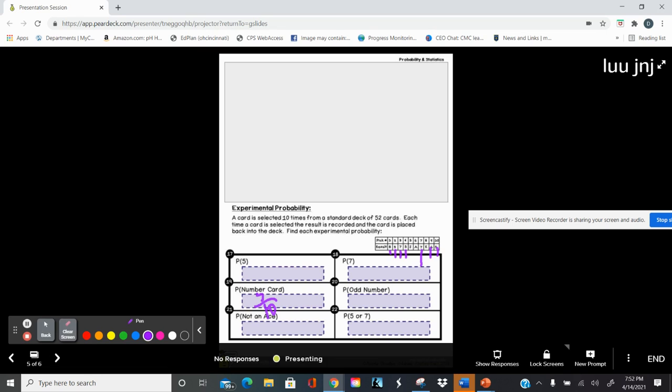All right, so what about odd numbers? Let's see how many odd numbers we have. We have 1, 3, that's an odd. We have a 7, that's odd. 5 is odd. 7 is odd. And 5 is odd. So 1, 2, 3, 4, 5. So we have 5 out of 10, which is also going to be 1/2.